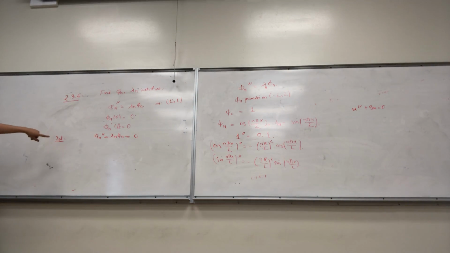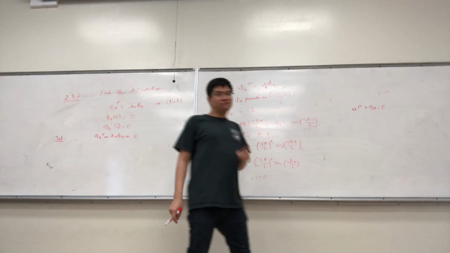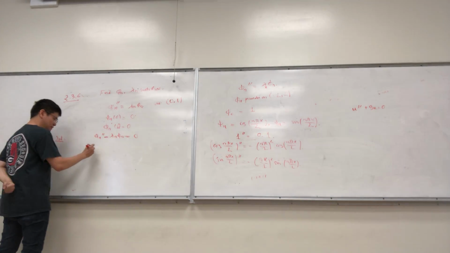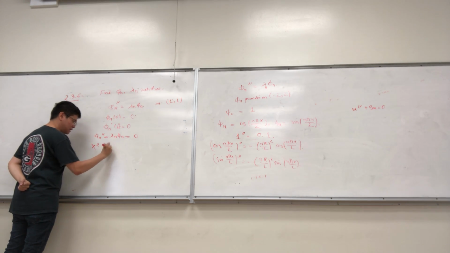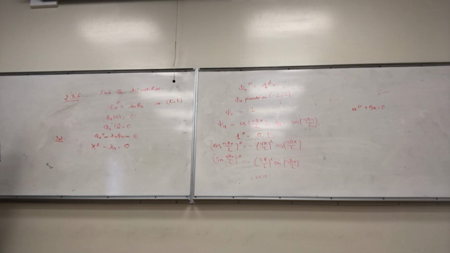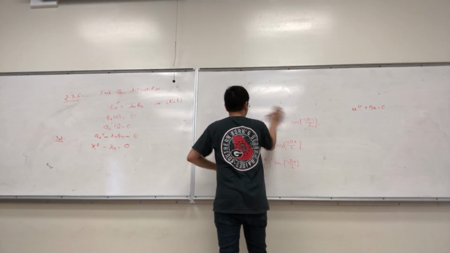So how can I solve a second order differential equation? Yes? Find the roots. You write down the characteristic equation and then you find the roots, right? So the characteristic equation will be x squared minus lambda n is equal to 0. It's clear, right?